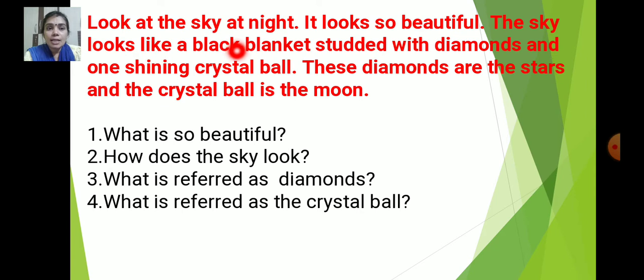Now let's read one more time. Look at the sky at night. It looks so beautiful. The sky looks like a black blanket studded with diamonds and one shining crystal ball. These diamonds are the stars and the crystal ball is the moon. Now let's try to answer the questions.